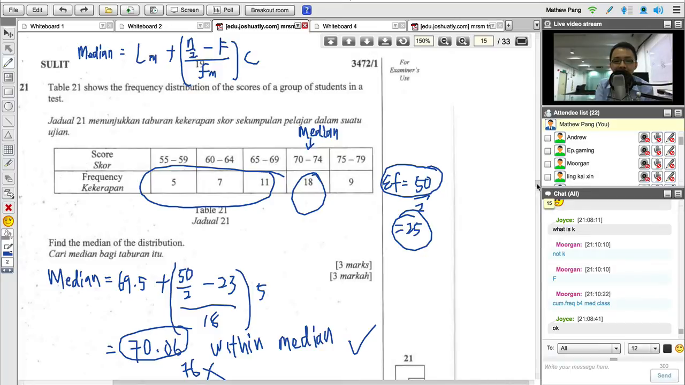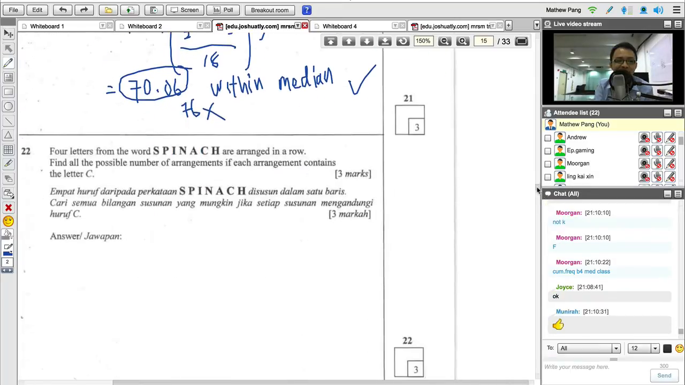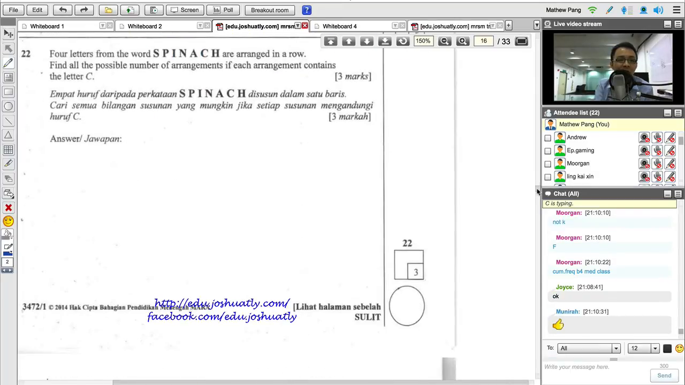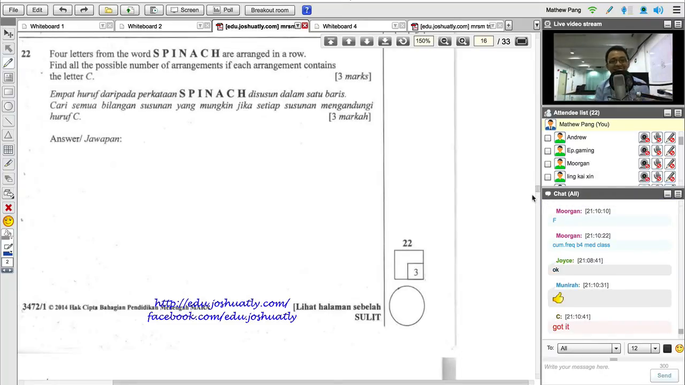Okay, I can say this one is a hot question also, because it's a little bit different from what you did in past years. You have 4 letters. You need to choose the 4 letters from the 7 letters here: 1, 2, 3, 4, 5, 6, 7. Find all the possible arrangements, if each arrangement must contain the letter C.